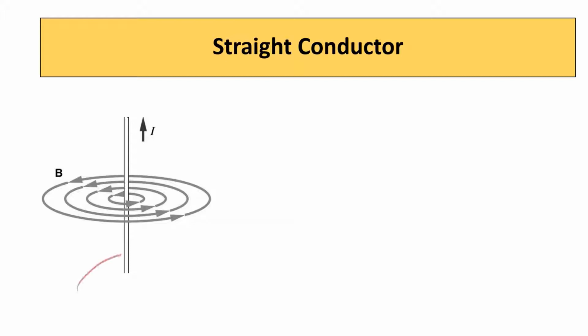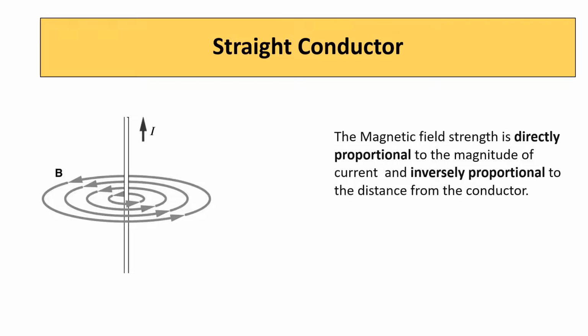Let this be a straight conductor and the magnetic field around that straight conductor will be in the form of concentric circles. The strength of this magnetic field increases as the current passing through the conductor increases. Also, the strength will decrease as the distance from the conductor increases. The magnetic field strength is directly proportional to the magnitude of the current and inversely proportional to the distance from the conductor.